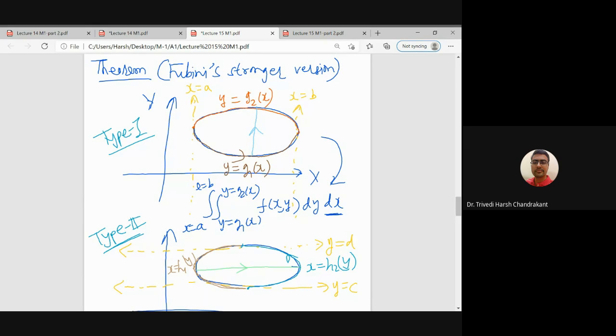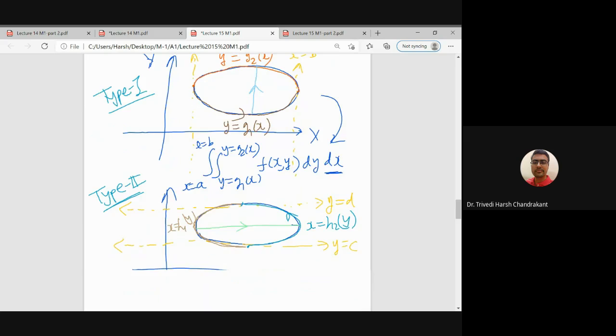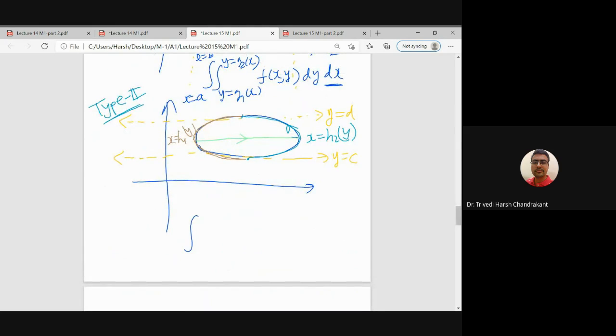That is this upward arrow. And similarly here we have the integral, the constant limit is of y. So y equals c to y equals d, x equals h1(y), x equals h2(y) of the given function dx dy. So here we have taken the strip along the y-axis. So basically, we are taking constant limits for y and x as a function of y.